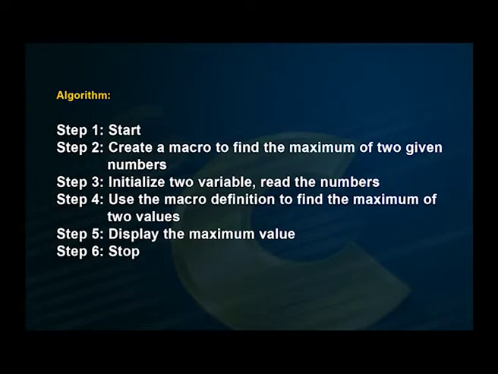Step 1, start. Step 2, create a macro to find the maximum of 2 given numbers. Step 3, initialize 2 variables, read the numbers. Step 4, use the macro definition to find the maximum of 2 values. Step 5, display the maximum value. Step 6, stop. Let us see the program for the corresponding algorithm.